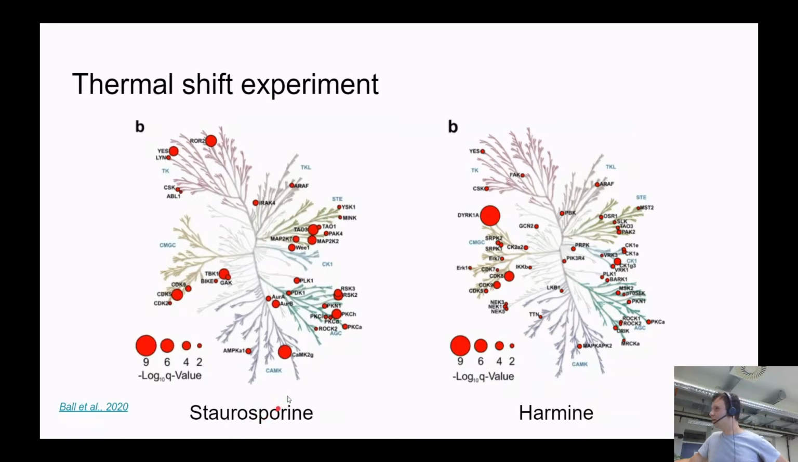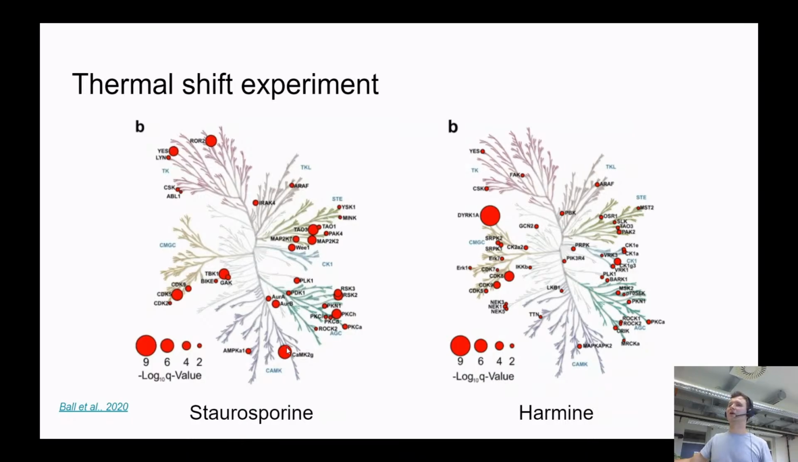staurosporine, and we see that this drug interacts with a huge amount of different kinases in the cell. You can imagine the specificity of this drug is not really high. As a result, if this drug was developed against a certain kinase, it really interacts with many kinases. As a result, you're going to have a lot of side effects.